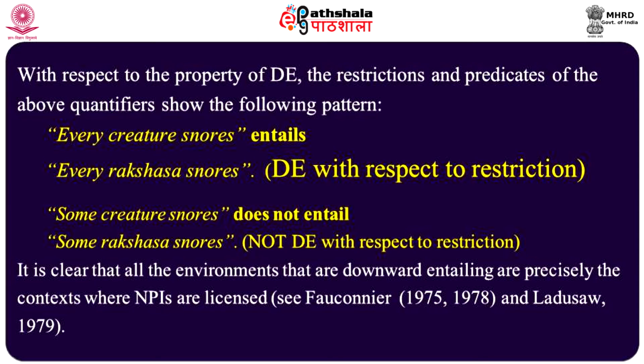If we summarize the distribution of NPI licensing and the distribution of downward entailment with the two properties that saturate a determiner, we get the following examples. It is clear that all the environments that are downward entailing are precisely the contexts where NPIs are licensed, thus providing good support for the semantic analysis of Ladusaw and Fauconnier that it is the logical property which is necessary for an NPI's survival. Summary.